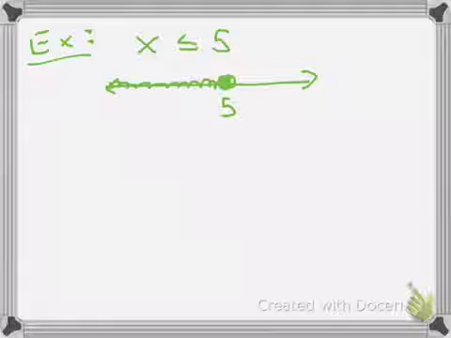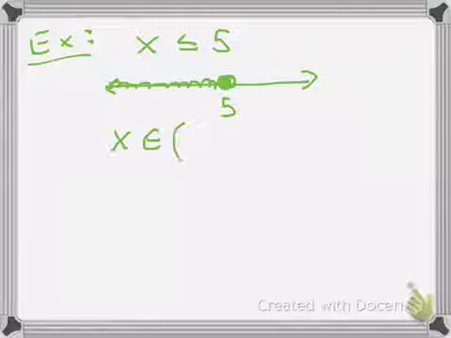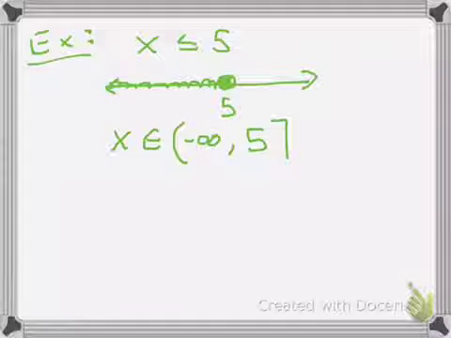So that's what the graphing looks like. Now, here's what interval notation looks like. You ready? x is an element of the interval from negative infinity up to 5, including 5. All right, so let's just think about this. It does make sense.